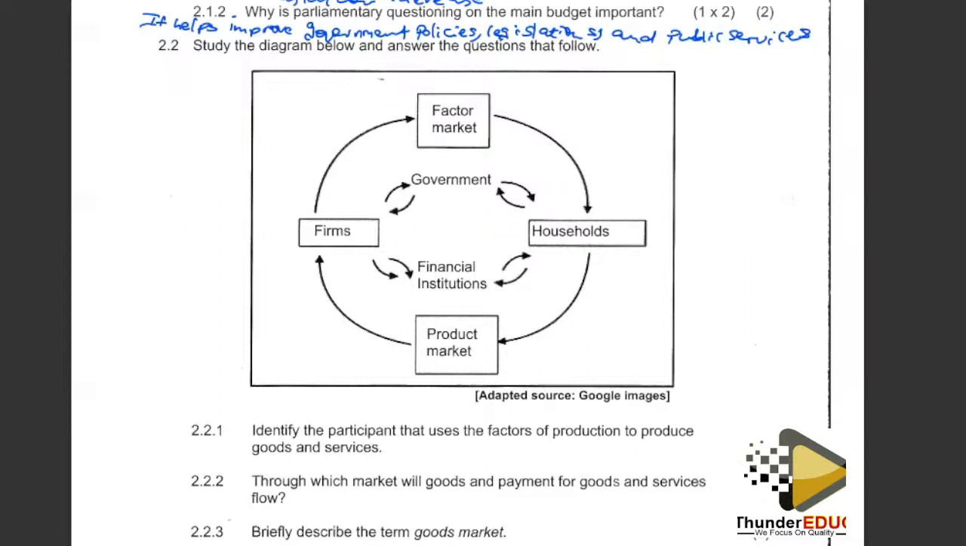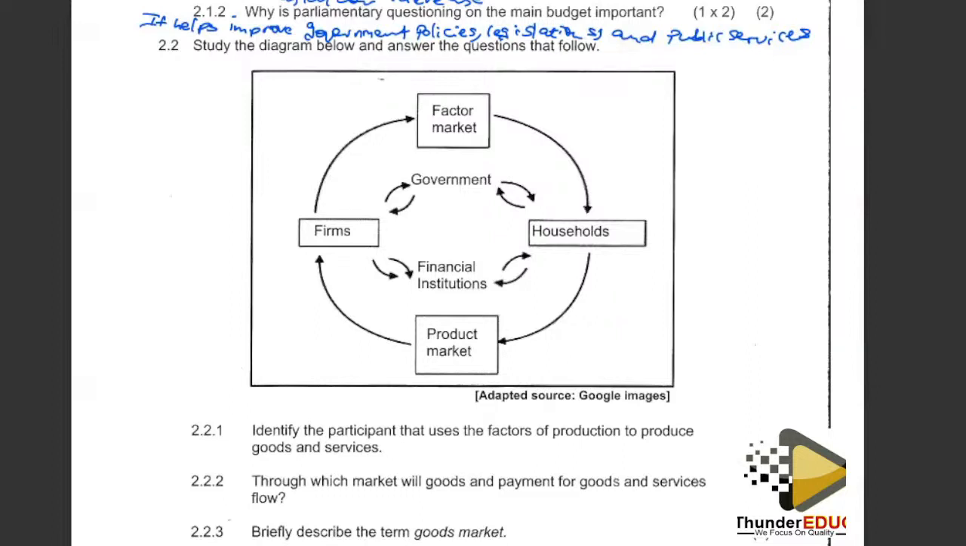Okay, let's check, grade 12. So now we have financial institutions. By financial institutions, we refer to those institutions that are credit providers. They are the ones dealing with money. These are the businesses or institutions that deal with money, such as banks and the likes, the insurances and the likes.